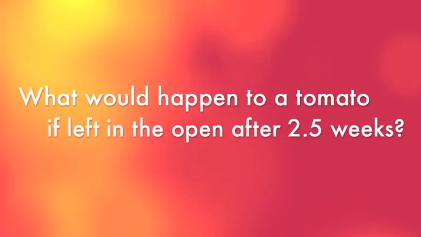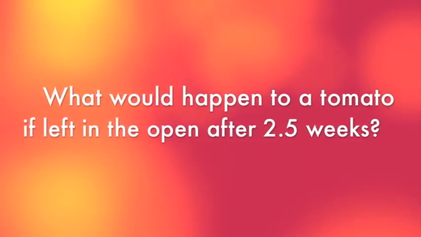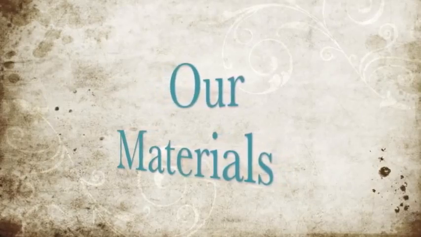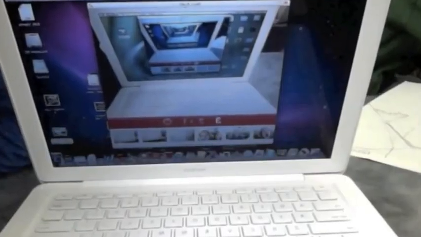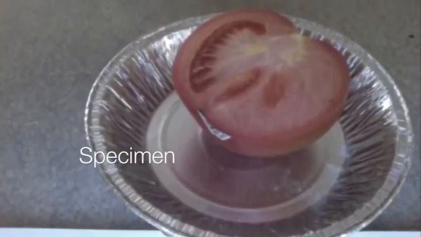Our experiment was looking at what would happen to a tomato after 2.5 weeks left in the open. Our materials were a tomato, photo booth, Google Docs, a digital weight scale, 3 laptops, and a digital temperature probe. The tomato was our specimen.